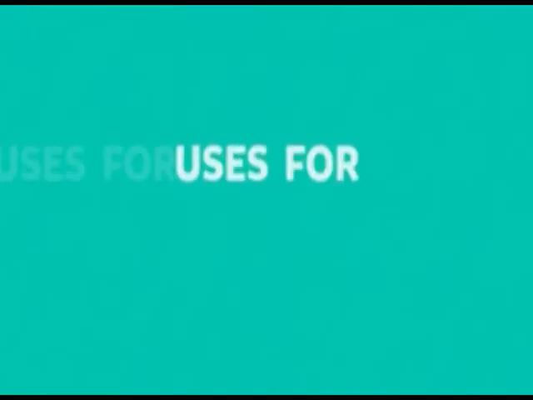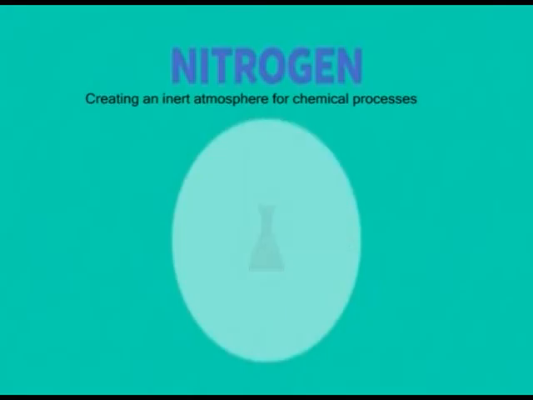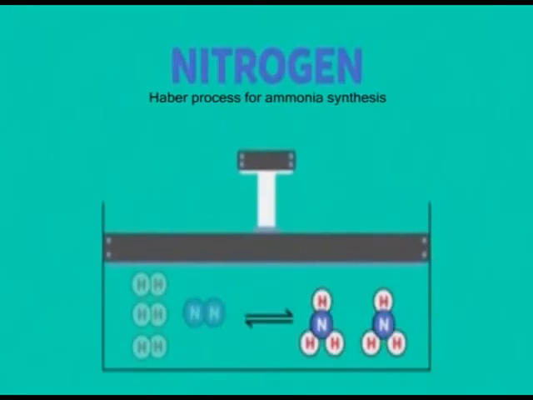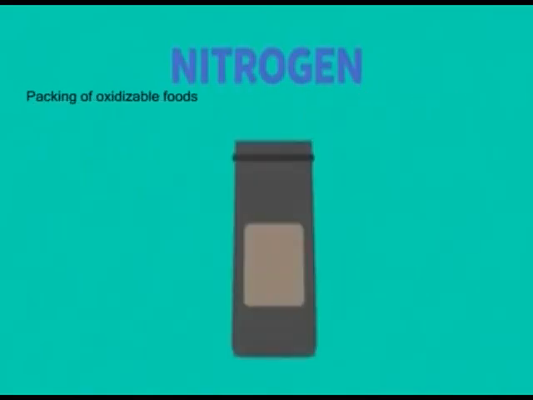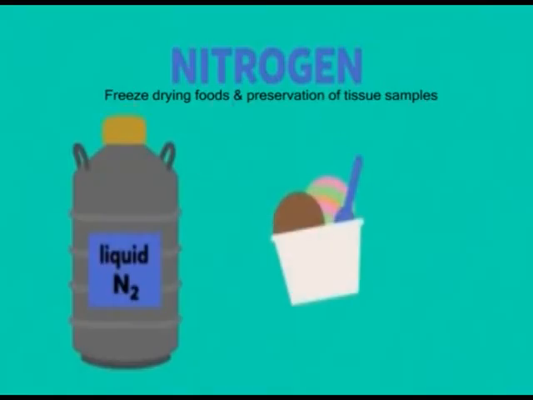Some of the important uses of nitrogen are creating an inert atmosphere for chemical processes, the Haber process for the manufacture of ammonia, gas chromatography, packing oxidizable foods such as ground coffee, and also liquid nitrogen can be used for the freeze drying of foods and preservation of tissue samples.